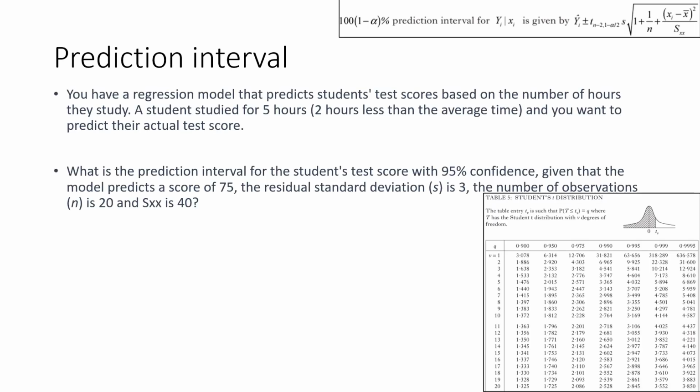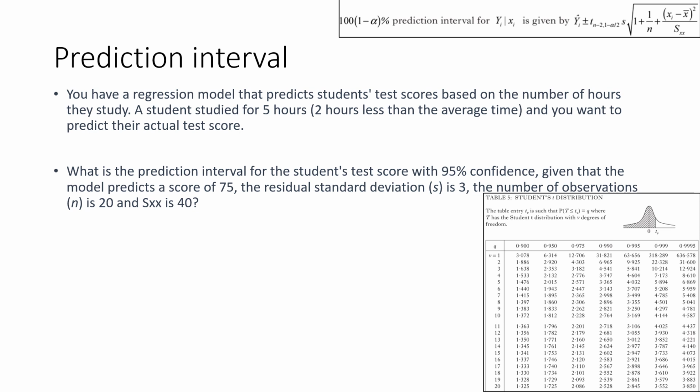Now let's attempt this question. You have a regression model that predicts students' test scores based on the number of hours they study. A student studied for 5 hours, 2 less than the average time, and you want to predict their actual test score. What is the prediction interval for the student's test score with 95% confidence, given that a model predicts a score of 75, the residual standard deviation is 3, the number of observations is 20, and SXX is 40.